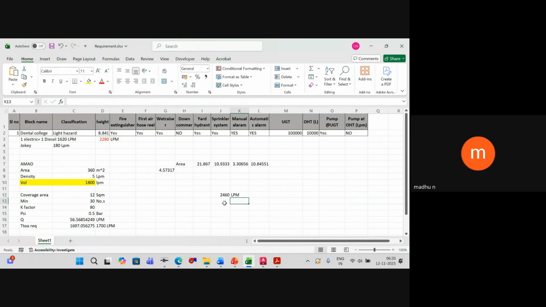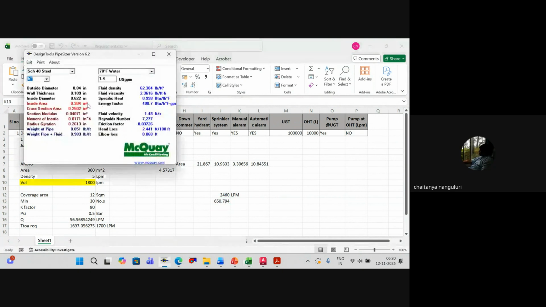If you want it in GPM, how much will it be? This value divided by 3.78, which is about 650 GPM. So we'll take this value as 650 GPM. The diameter will probably be 6 inches for 650.